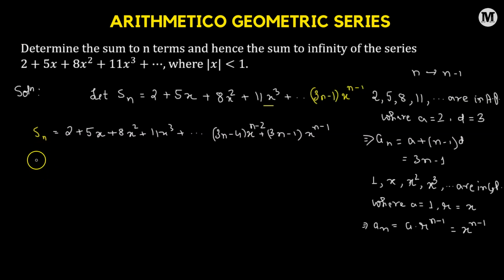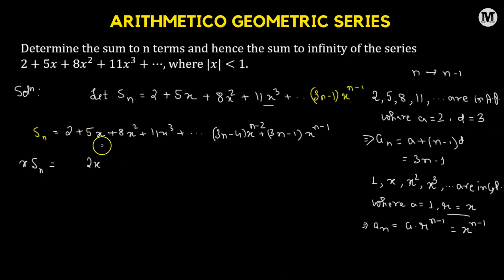Now in the next step, we'll take the same sum Sn, and to each of the terms we're going to multiply the common ratio of the geometric progression. Here the common ratio came out to be x, so let's multiply each term with x. The first term is 2. 2 multiplied with x gives us 2x. We're going to write it below 5x. This will become evident in a moment.